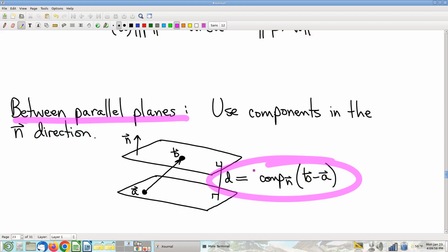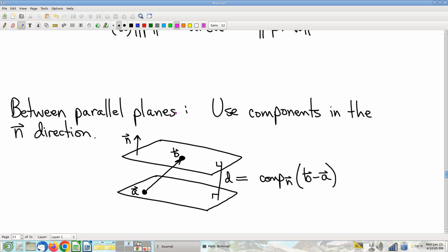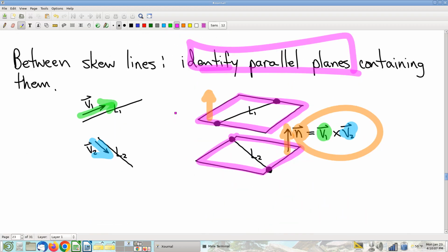Yeah, pick any 2 points and subtract and find the component in the direction. Yep. Sorry, can you explain one more time how you use the normal vector to find the parallel planes?